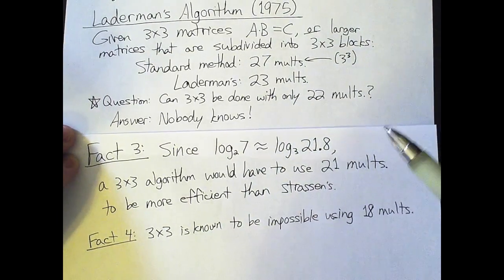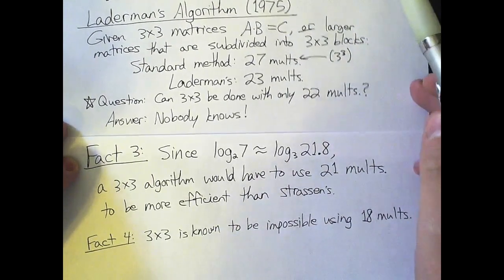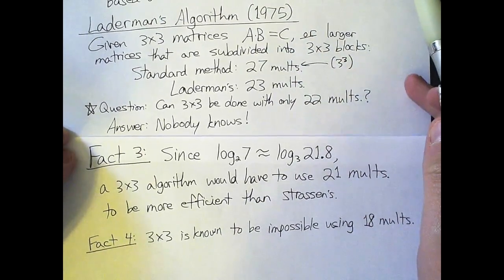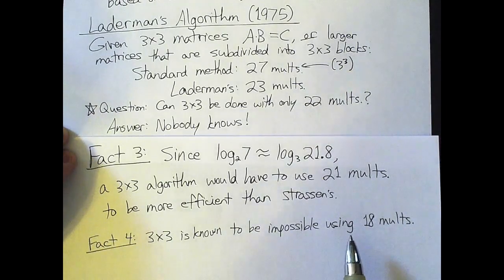Maybe Lauterman's algorithm is the end of the story for 3x3 cases. Maybe 23 is the best. Maybe 19 is the best. We don't know yet.